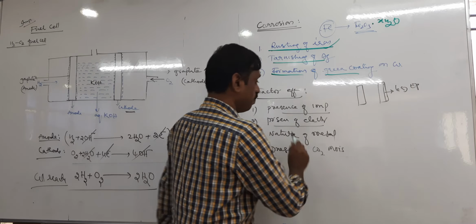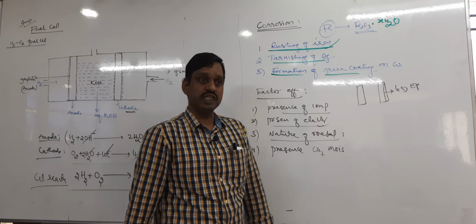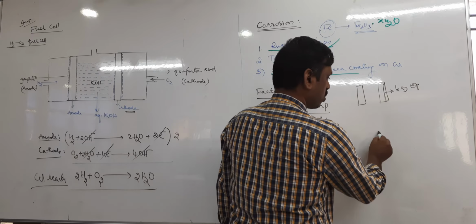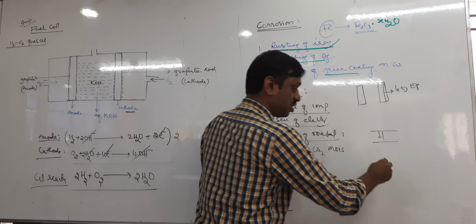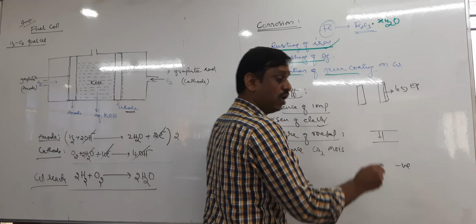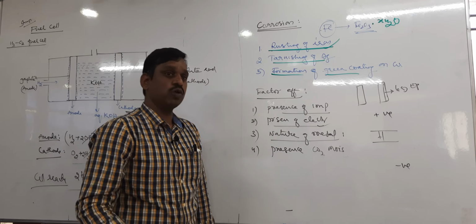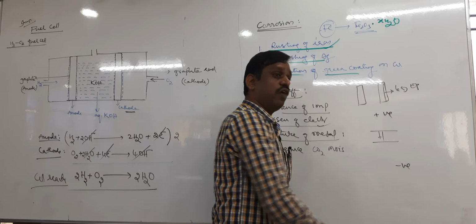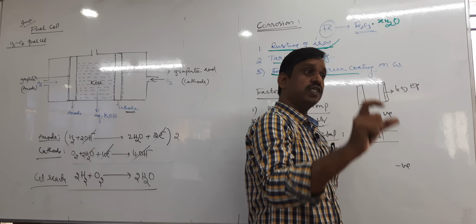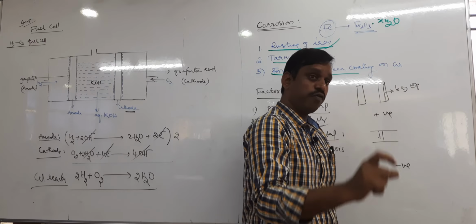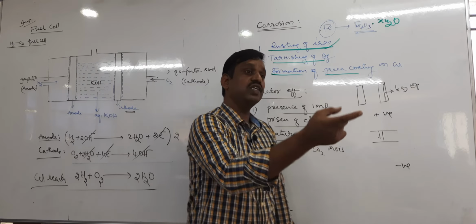Next is nature of metal. Usually we have studied the electrochemical series. Based on the electrochemical series, we can divide the metals into two categories. One, the metals present below hydrogen, which have negative SRP. Another, metals having positive SRP, that is above hydrogen. We also know that the metals below hydrogen, having negative SRP, are more reactive. Yes or no? A metal with negative SRP is more reactive, more electropositive, and can be corroded easily.